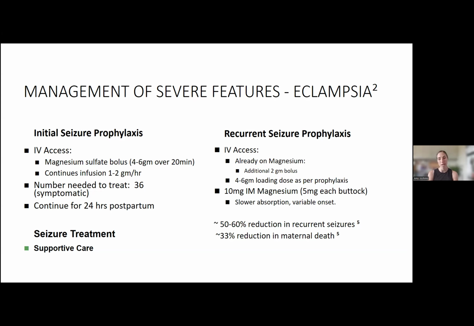You can give IM magnesium. It's a lot. We actually set up some kits in our hospital, and I learned that based on the dosing and the vials we have, it's actually 2 injections in each buttock. So it's actually 4 shots to do the 10 grams IM magnesium. Little slower absorption, variable onset. If you absolutely can't get an IV, then that's an option that's available to you. There is a very big reduction in recurrent seizures and maternal death, pretty impressive how beneficial magnesium is. And I think this goes to stress the importance of timely initiation of the magnesium as well, not just timely treatment of the blood pressures.